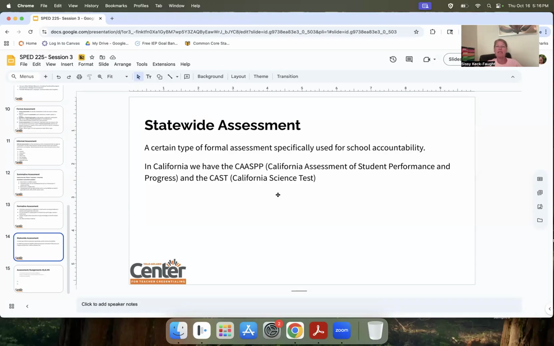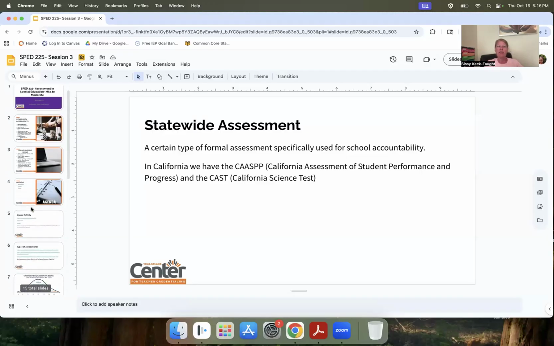So it is kind of unique. It tests on alternative standards, but it is testing kind of mastery of the standards at the same time. But students with cognitive concerns are the students that typically would be eligible to take that.